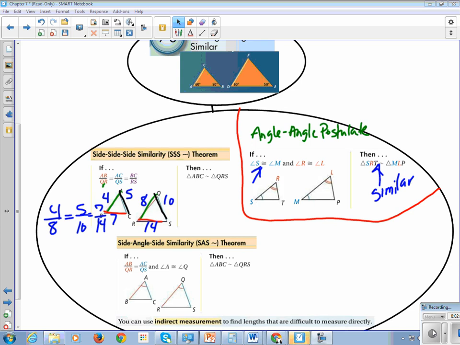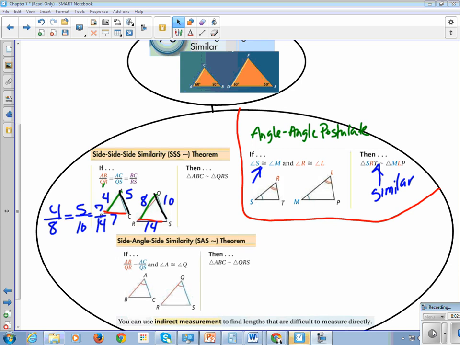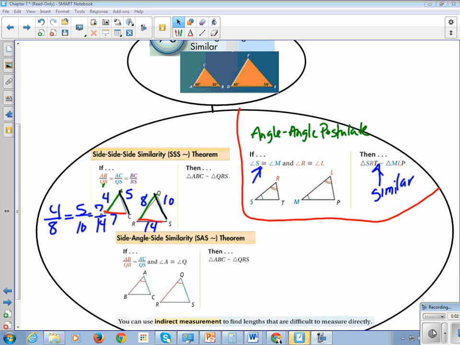All right. Side-angle-side similarity says if two sides, this guy and this guy, and this guy and this guy, and the angle in between them. So if the proportions between those two sides are equal, and the angle in between those two sides is congruent, then the triangles are similar.